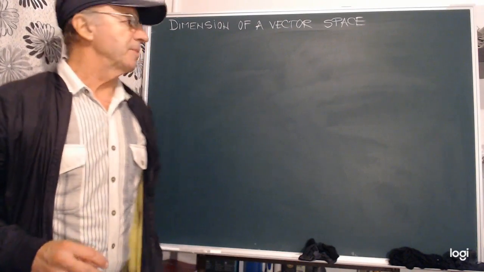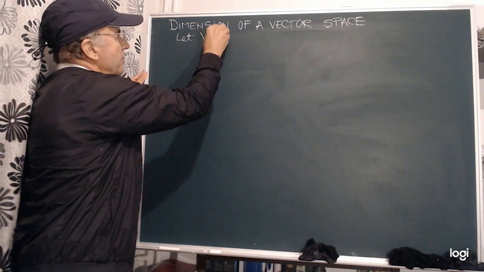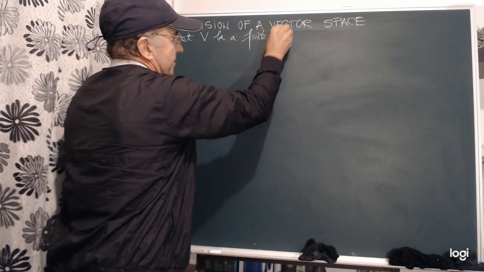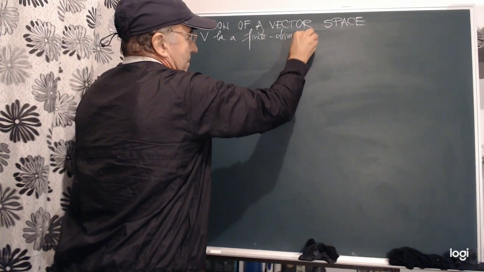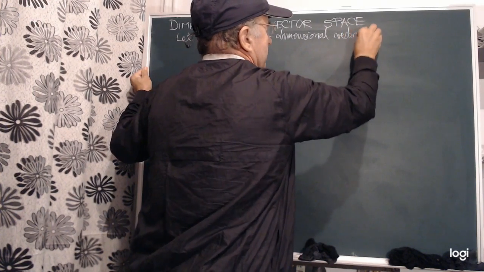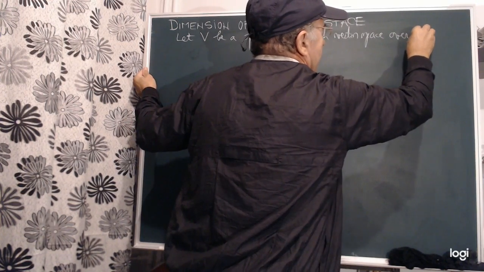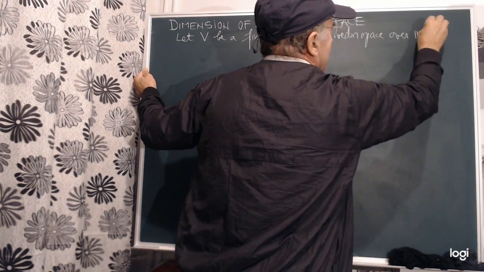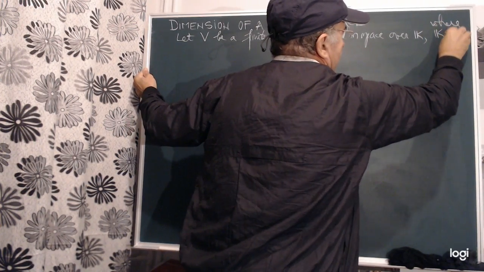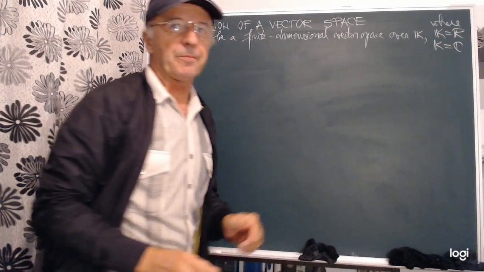Dimension of a vector space. Let V be a finite dimensional vector space over the field K, where K is the field of real numbers, or K is the field of complex numbers.